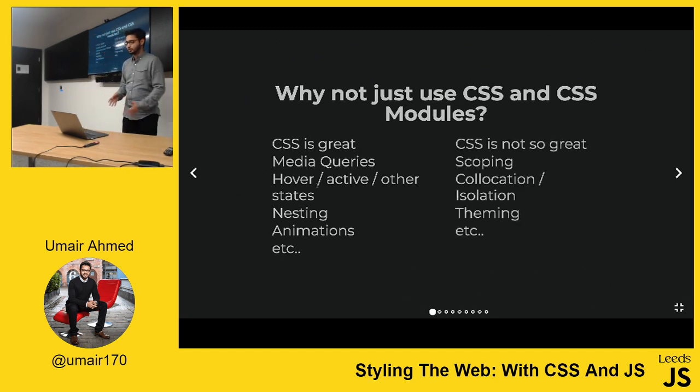CSS is not so great when it comes to scoping. Again, it comes to co-location or isolation. How many times does it happen that you've removed a file or changed some CSS and something else on a completely different page has broken? Has that happened to somebody? Thank you. Cool. So there are a few people, right? It happens. I don't think it's a fault with CSS or anything, it's just the nature of it. So again, CSS in JS solves these problems, and it has great theming support and everything as well.